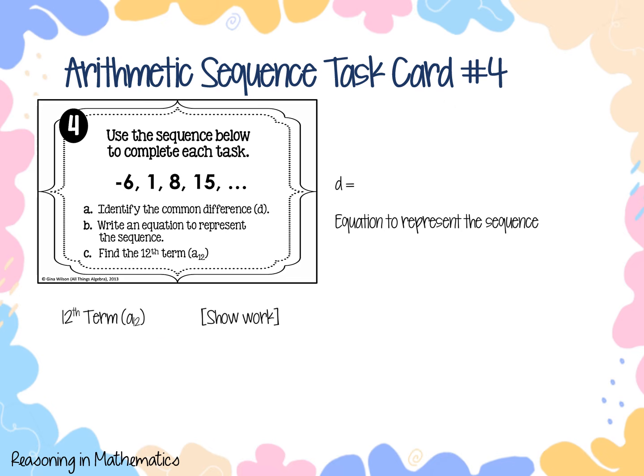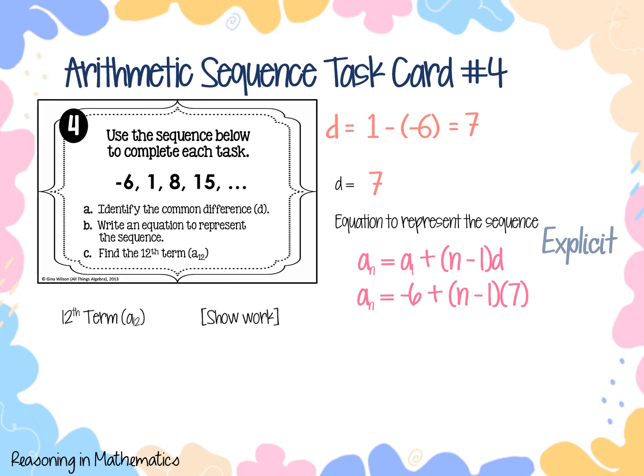Task card number 4. We have another sequence, and there it is, negative 6, 1, 8, 15. Common difference, 1 minus negative 6 is 7, so it is increasing by 7 every time you go to the next term. Explicit formula, plug our values in. Initial term is negative 6, common difference is 7. Distribute, we get negative 6 plus 7n minus 7, combine like terms, and a sub n to find any term in this sequence is 7n minus 13.